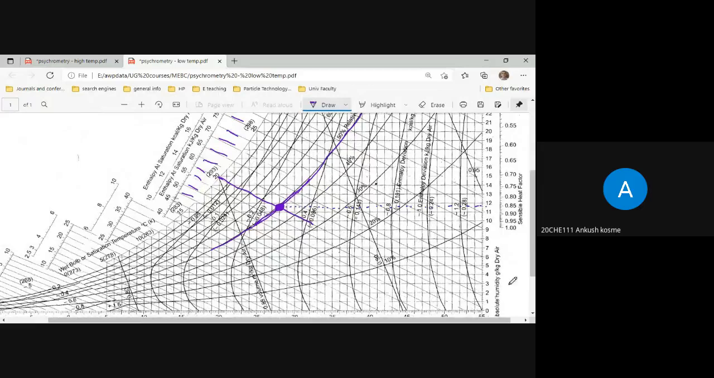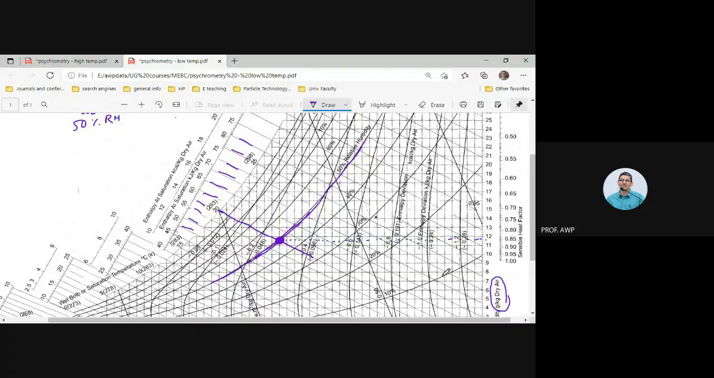Sir, kg. The unit is written here. What is the unit? So gram, kg, grams per. Not gram kg, it is gram per kg. Yes, sorry, sir. The humidity would be 11.5 grams per kg of dry air.